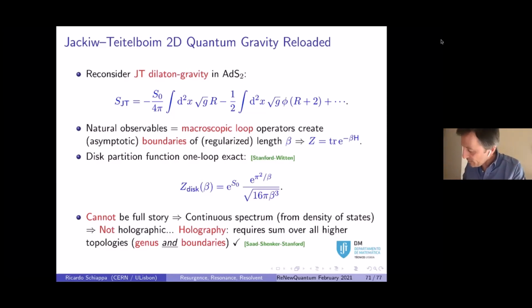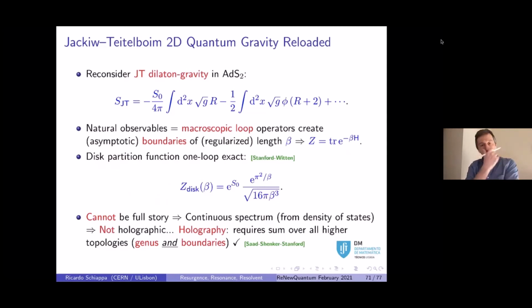I should have thought of a plot maybe here, but anyway. So you have these boundaries which are created where the non-trivial dynamics occurs. You may have seen these plots before, and these macroscopic loop operators look like that. The disk partition function was computed, I think, 3, maybe 4 years ago already by Stanford and Witten. It's 1-loop exact, and that's what it looks like.